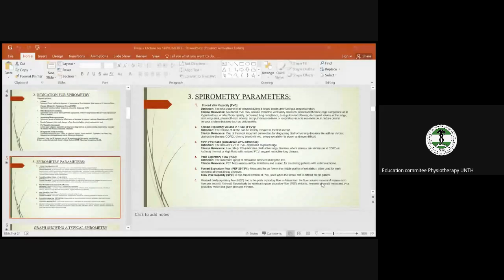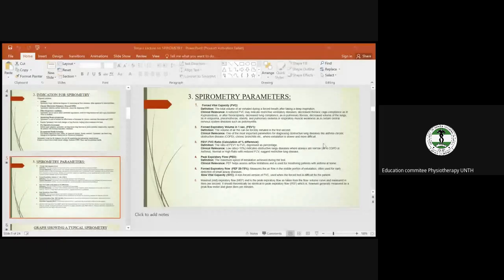Then, secondly, forced expiratory volume in 1 second, FEV1. Definition: the volume of air that can be forcibly exhaled in the first second. That air you take in forcibly in 1 second, that is called FEV1.